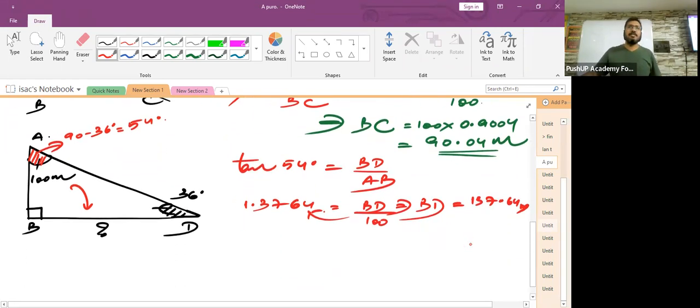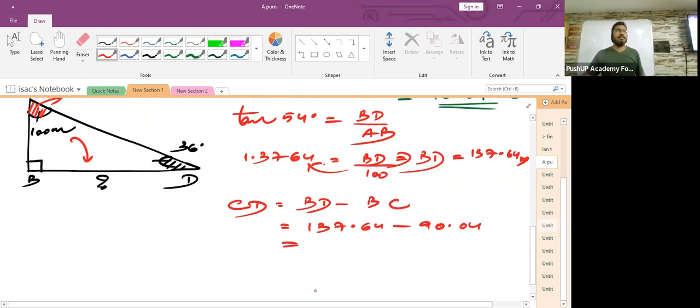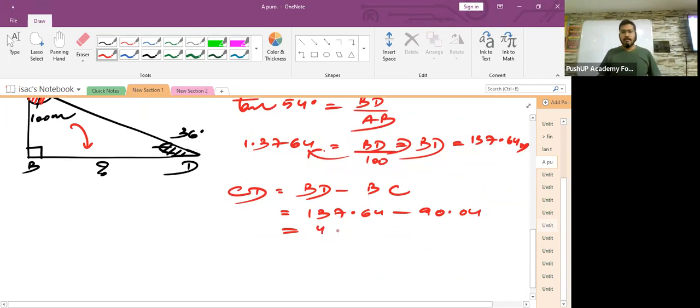So 137.64 meters. Now, we had to find what? The value of CD. How do you find the value of CD? It's BD minus BC. How much is BD? You already found it. 137.64 minus BC, which is 90.04. Please subtract these two values. 47.64 meters. Now, children, is it 60? All right, 47.60. Now, children, they have asked you to round off the final answer correct to the nearest meter, isn't it?